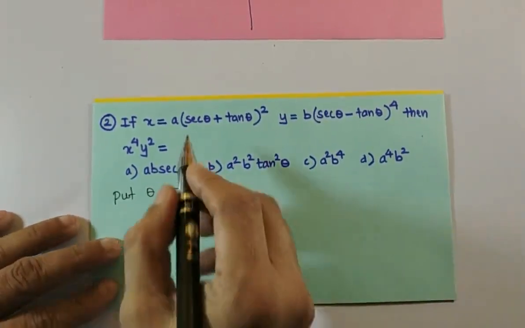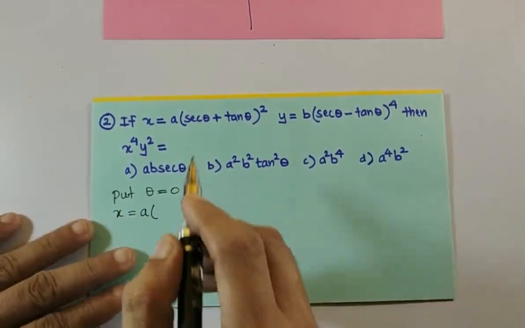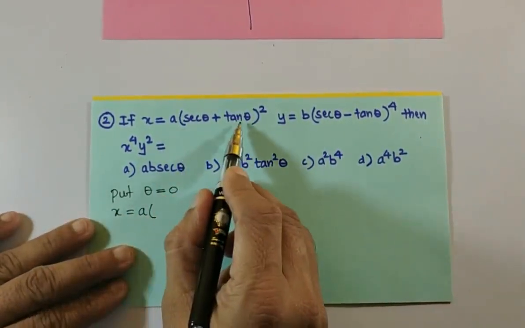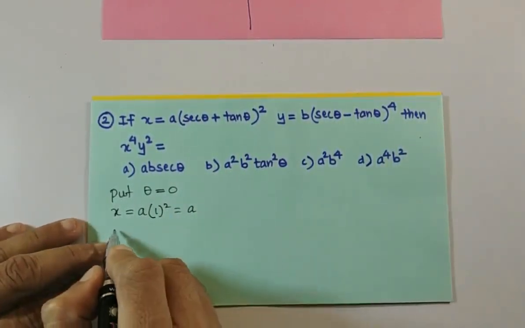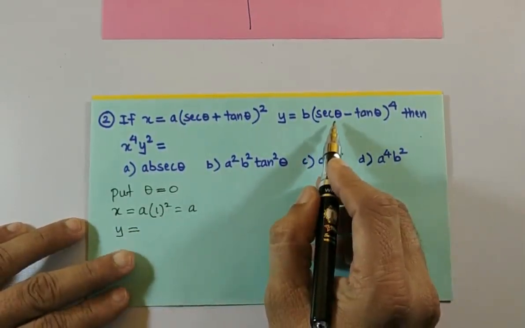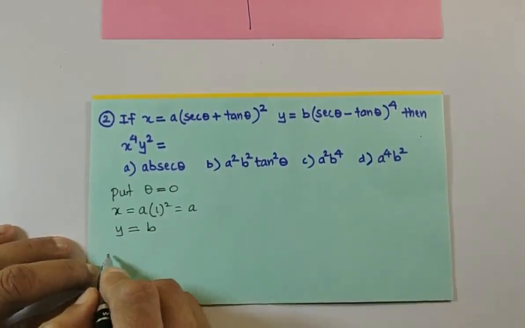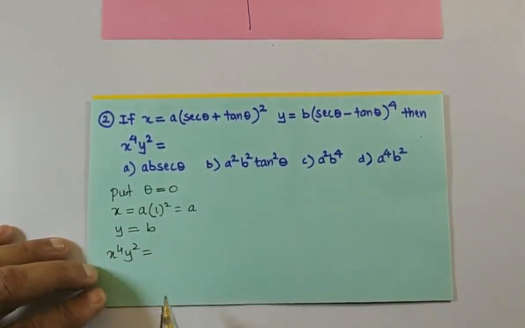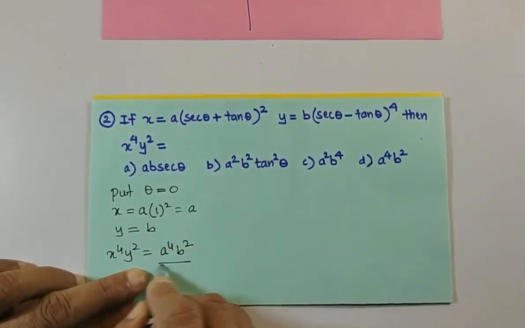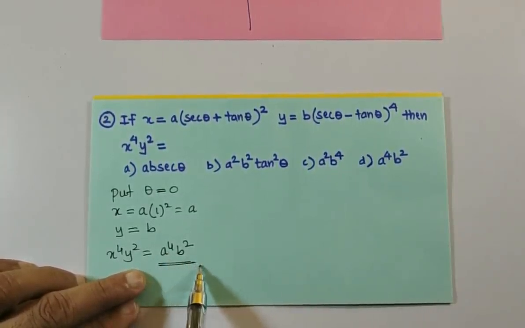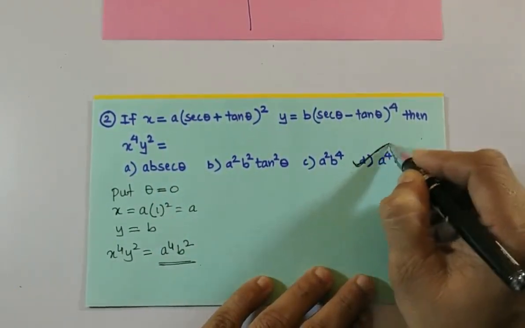In the given expression, if I put theta equal to 0, x equals a into bracket. Secant 0 is 1, tan 0 is 0, so you will have 1 square. So x is equal to a. Similarly, y is equal to, if you put theta equal to 0, this is 1, this is 0, so y is equal to b. Therefore x raised to 4 y square will be a raised to 4 times b square. So you should get the answer a raised to 4 b square. If you check the options, a raised to 4 b square is option D. So D is the answer.